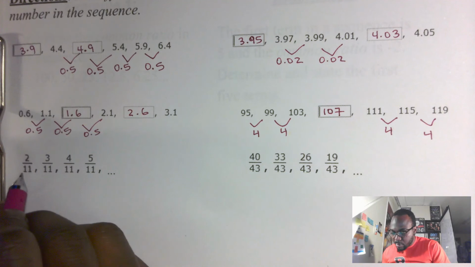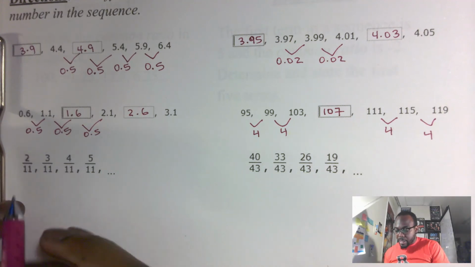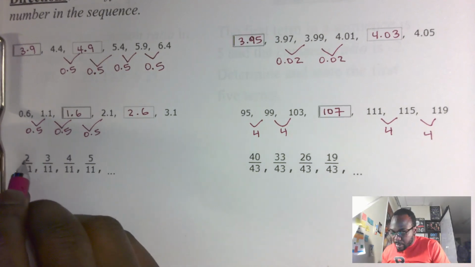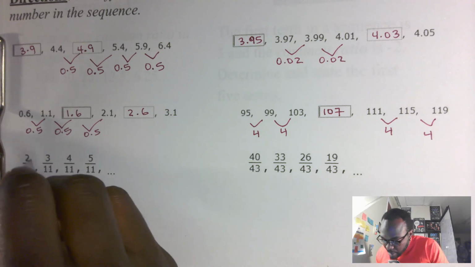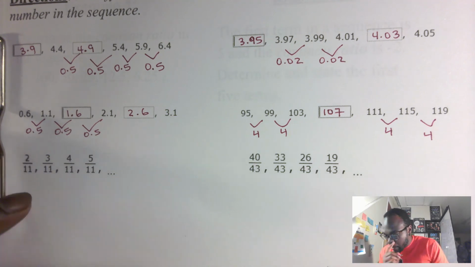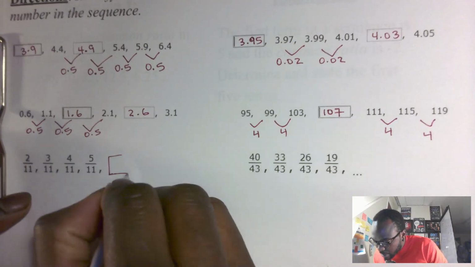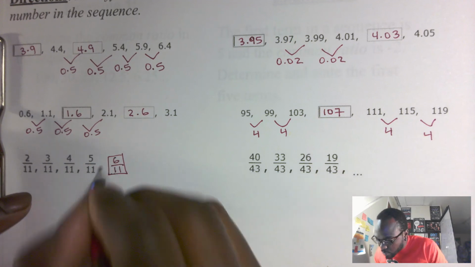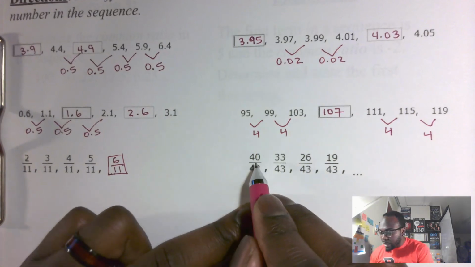So here we realize that we have a fraction, all right? Numerator and denominator. Denominators are all the same, but if you look at the numerator here, what happens? It goes 2, 3, 4, 5. There's a difference of what? 1 in the numerator. All right, so that means my next fraction here would be what? 6 over 11.